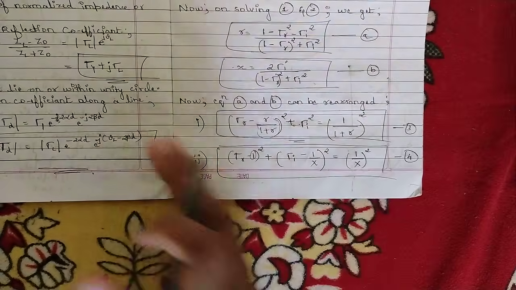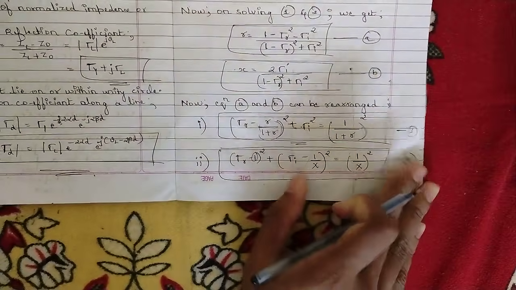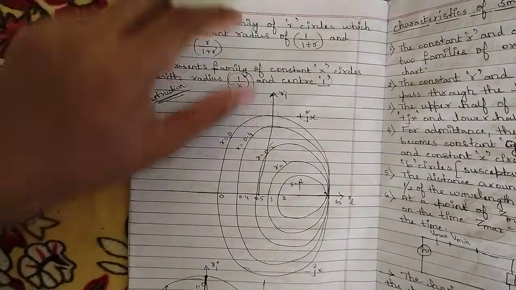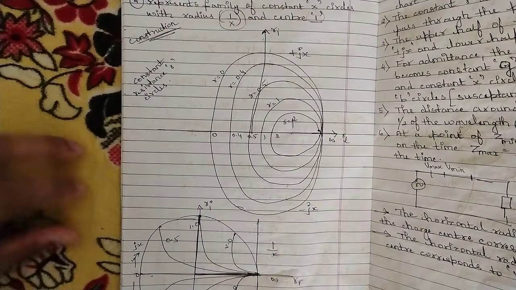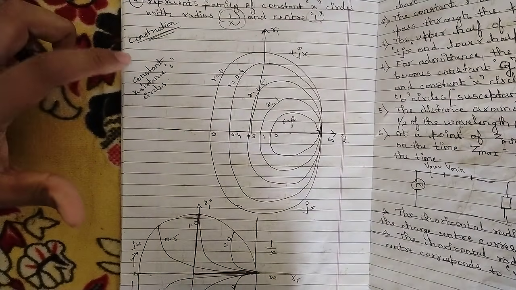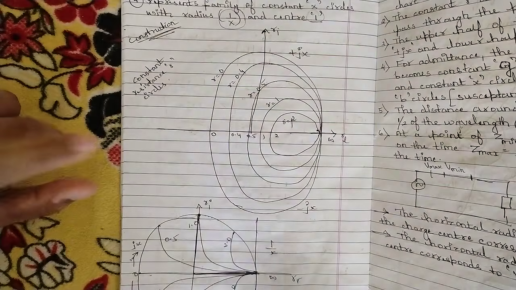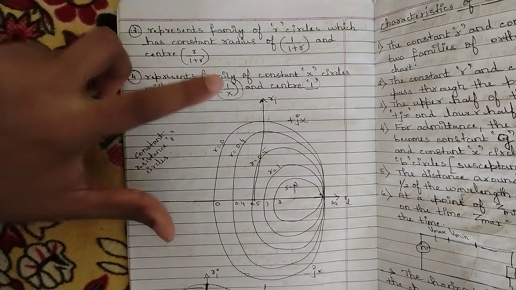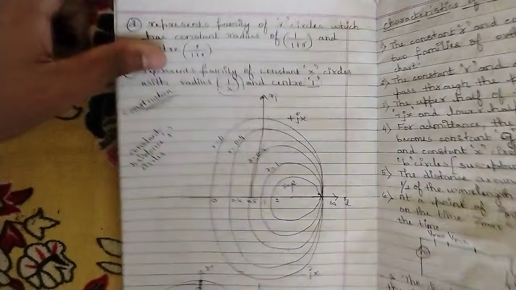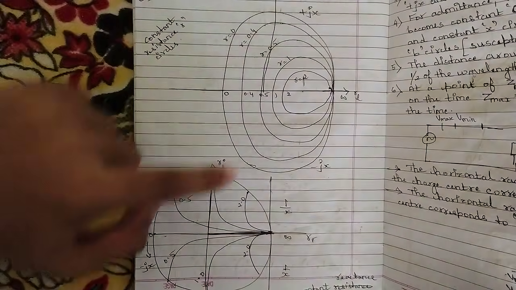We compare it with the equation of a circle, get the parameters radius and center, and write it like this. Okay, so now the construction part. For the construction part of the Smith chart, we have two graphs. One is with respect to R circles and another one is with respect to X circles. The Smith chart is a combination of these two plots.